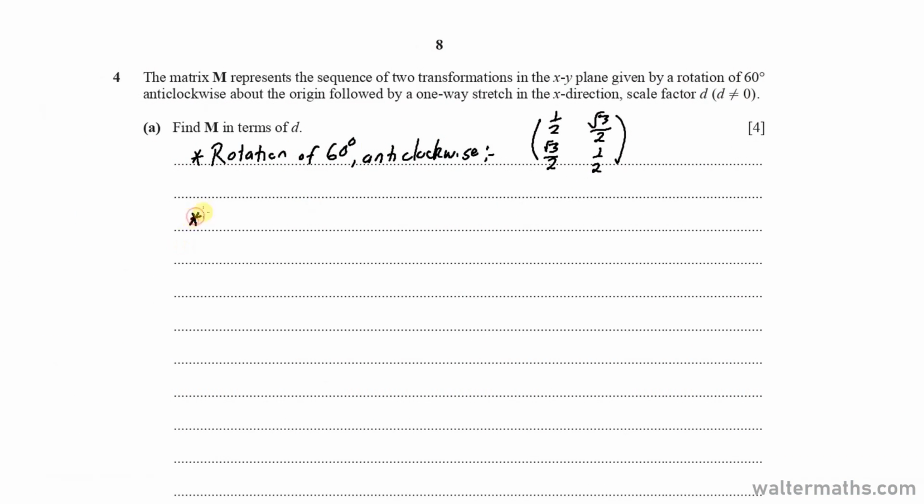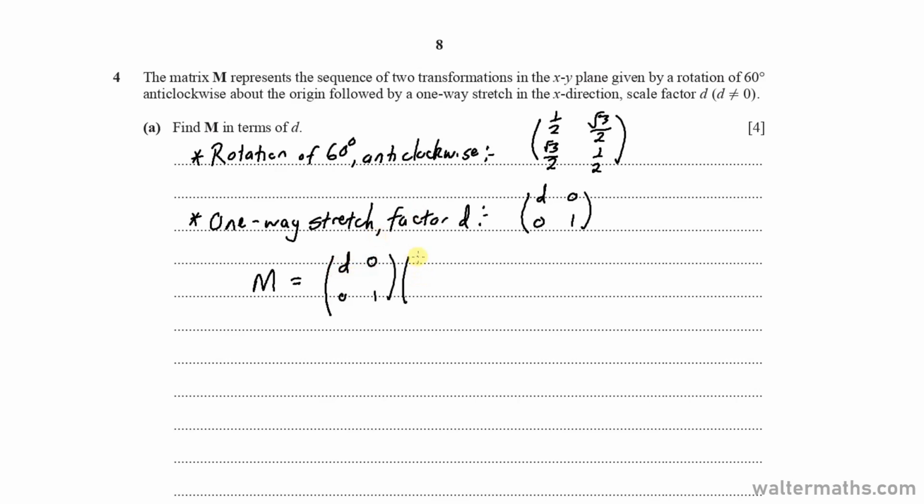So I'll write that down. That's the one-way stretch with factor d. The matrix is d, 0, 0, 1. So we now have the two matrices. Now, in order for us to come up with the matrix M, which combines the two matrices, we will multiply the two matrices representing the transformation in reverse order. So since the first transformation is the rotation and the second transformation is the one-way stretch, we will pre-multiply with the one-way stretch matrix. And here we'll have a half and root 3 over 2, then minus root 3 over 2 and a half here.